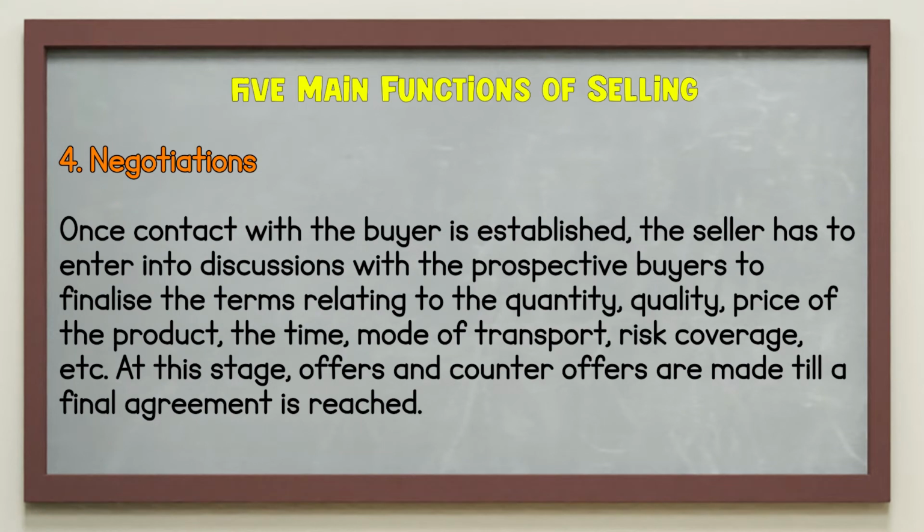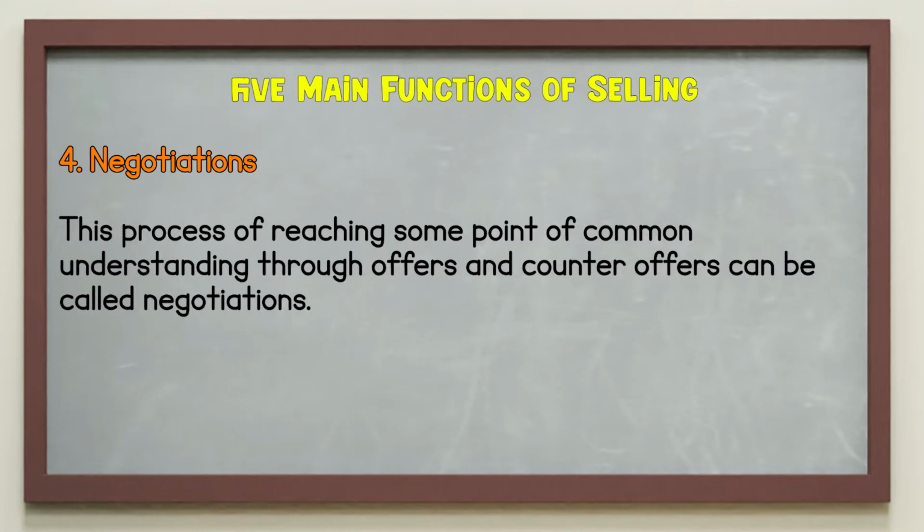Number 4, negotiations. Once contact with the buyer is established, the seller has to enter into discussions with the prospective buyers to finalize the terms relating to the quantity, quality, and price of the product, the time, mode of transport, risk coverage, etc. At this stage, offers and counter-offers are made till a final agreement is reached. The process of reaching some point of common understanding through offers and counter-offers can be called negotiations.